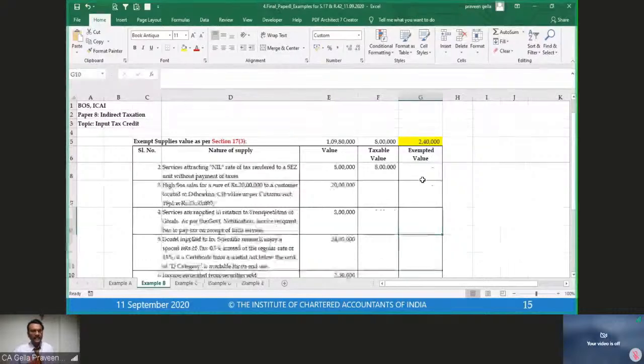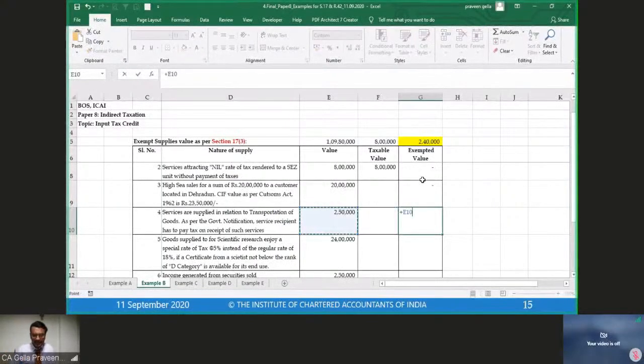Next. Services are supplied in relation to transportation of goods. As per the government notification, the service recipient has to pay tax on receipt of such service. Now we understood that under 17(3), any turnover on which I don't pay the tax, rather my recipient is paying, shall be construed as exempt supply for the purpose of section 17 subsection 3.